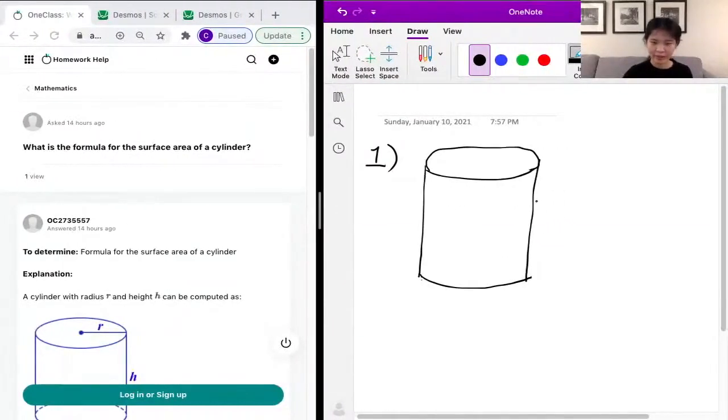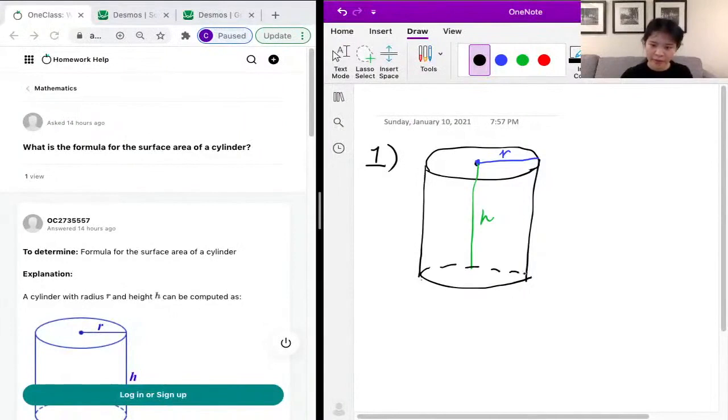So first we have a cylinder right over here, and we know that the top of a cylinder is a circle. So let me just draw it in blue actually. And this would be the radius of the circle that's on the top of the cylinder. Then we also have the height of the cylinder. Let's just draw it in green. So this is the height of the cylinder.